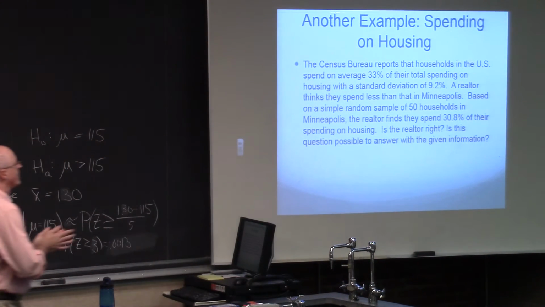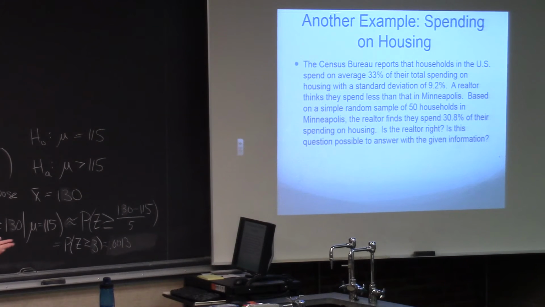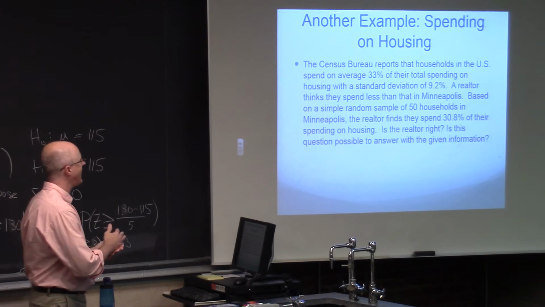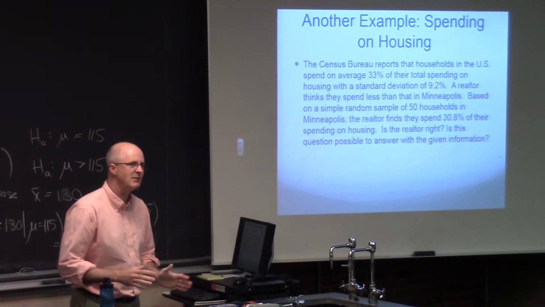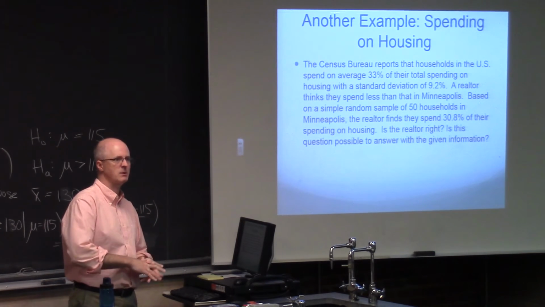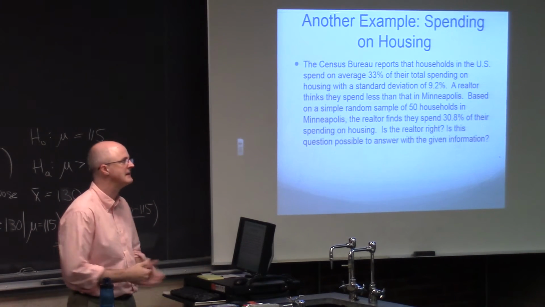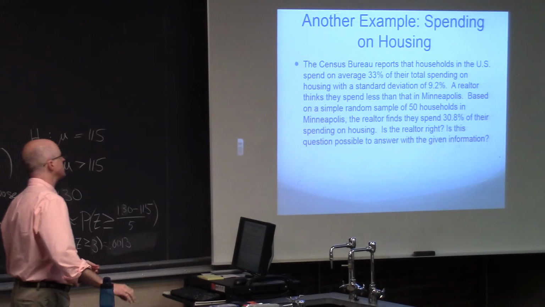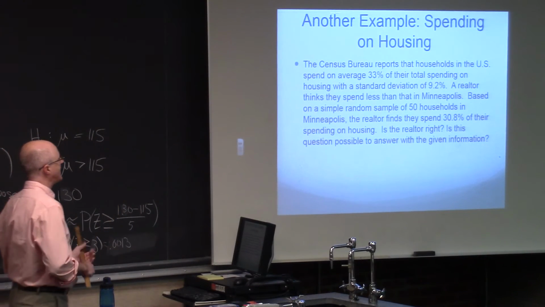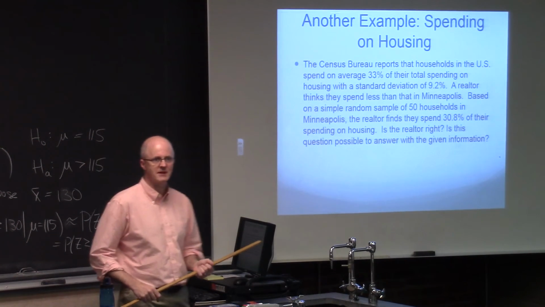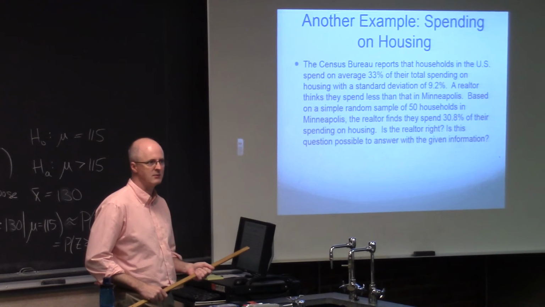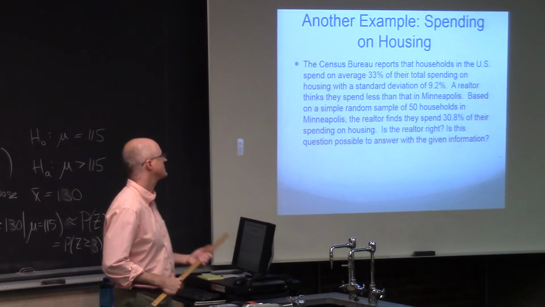The Census Bureau reports that households in the U.S. spend an average of 33% of total spending on housing. Actually, that was changed from the book. The book claimed it was 31%. I don't know if it's right or not. Probably neither of those is right. And let's pretend the standard deviation is 9.2%. Again, that was a changed number from the book's exercise.